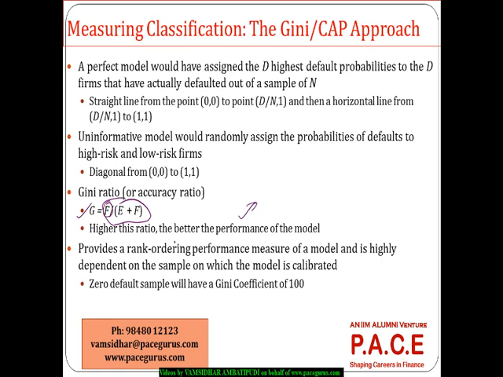But again, even this is purely based on the ranking, because I am taking the proportion of the firms from the riskiest to the safest, and we are talking about the proportion of the defaulted firms. So it's again a relative or ranking order kind of model, and it is highly dependent on the sample on which the model is calibrated, because if the sample is changed from 100 to 200, probably the shape of the model could very well change. And if my sample does not have any default, then it's as good as the Gini coefficient is 100 itself. So this is where it becomes more and more a sample dependent measure.